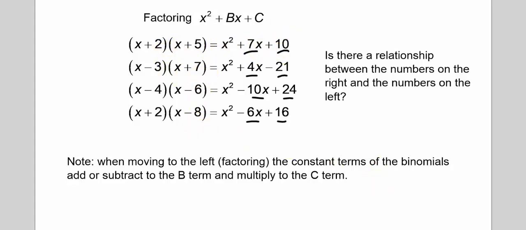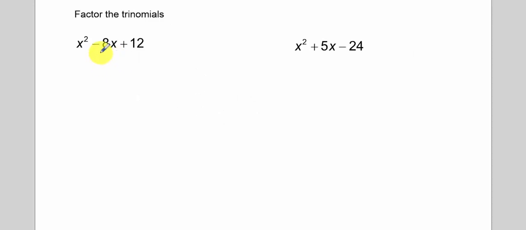So let's do some practice. Again, I'm looking for two numbers that multiply to 12 and add to 8. One thing you might want to do is just list the multiples of 12. We have 1 and 12, 2 and 6, and 3 and 4. Then look at which one of those gets you 8. This is the only possibility.